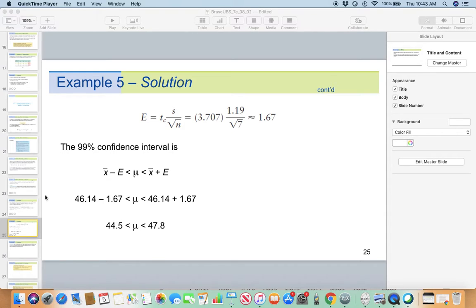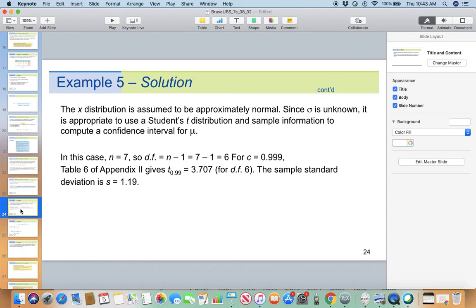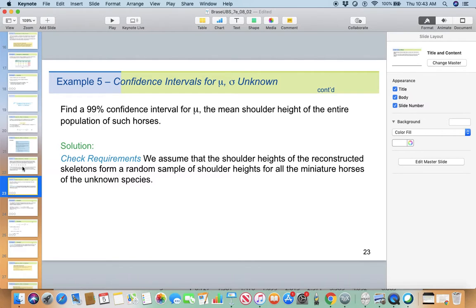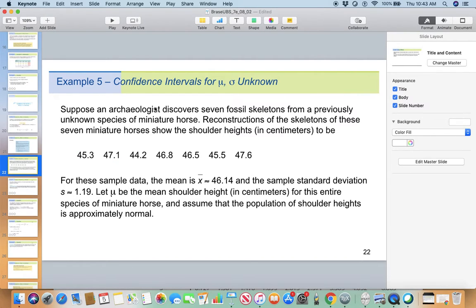So we were working on a particular problem. So let's go back to the problem. An archaeologist discovers 7 fossil skeletons from a previously unknown species of miniature horse. Reconstructions of the skeletons of these 7 miniature horses show the shoulder heights in centimeters to be... well, these are the 7 different shoulder heights.